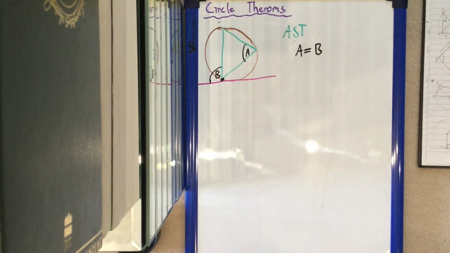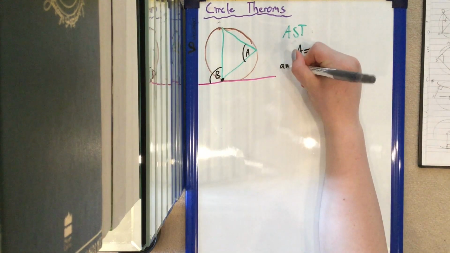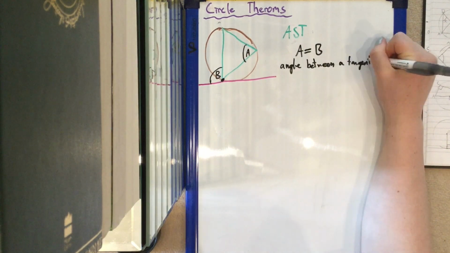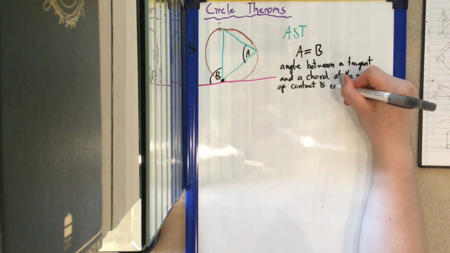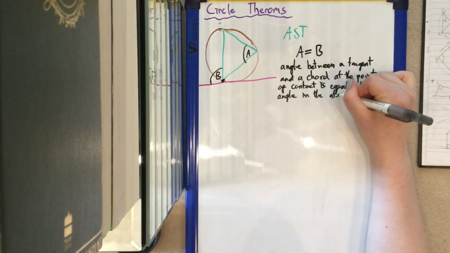However, in your exams, they might not let you write alternate segment theorem, so you have to write it out the longhand way, which is that the angle between a tangent and a chord at the point of contact is equal to the angle in the alternate segment.